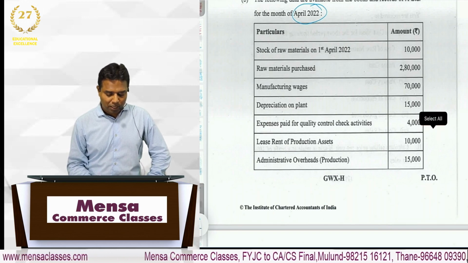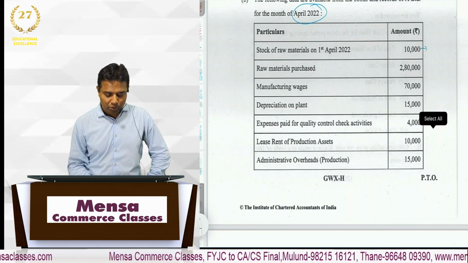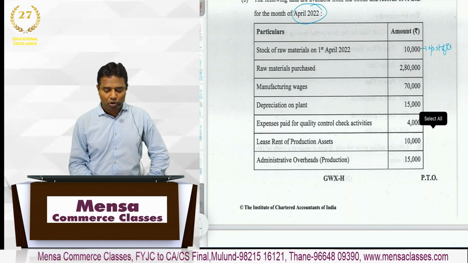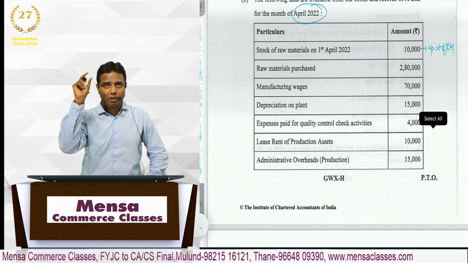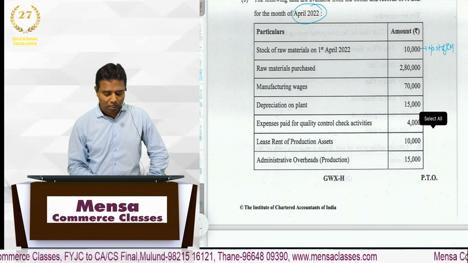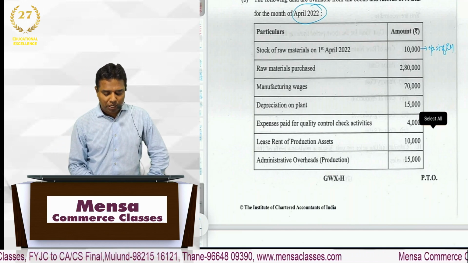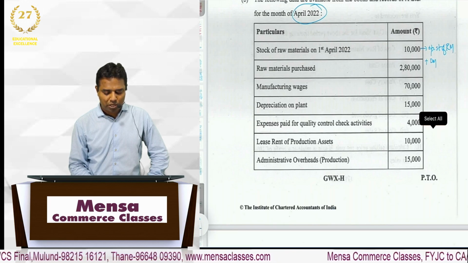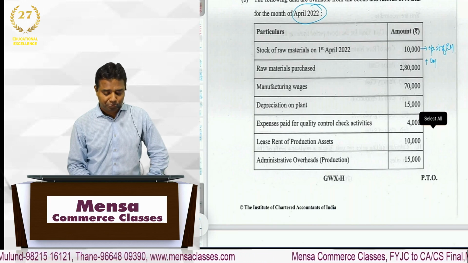Stock of raw material on 1st April 2022. This is nothing but opening stock of raw materials. Opening stock of raw material, where do you write? Under direct material we write, below that we write opening stock. Raw material purchase, so this will be added to this opening stock. So opening stock के साथ add हो जाएगा direct material purchased.